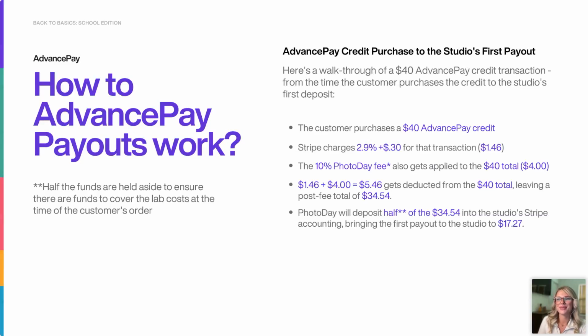So 50% of the payout that you get from advance pay is going to be deposited to you at the time they purchase it. So they're going to buy it. The Stripe fee and the PhotoDay fee are going to be calculated and taken out, and then you're going to get half of that payout. Now, the other half of the credit is going to be held until the customer makes their purchase. This is just because we need funds to pay for the lab costs and also pay for the Stripe fee at the time that the order is placed, since we don't keep any payment information from you guys. So once they place their order, the other 50% is deposited.